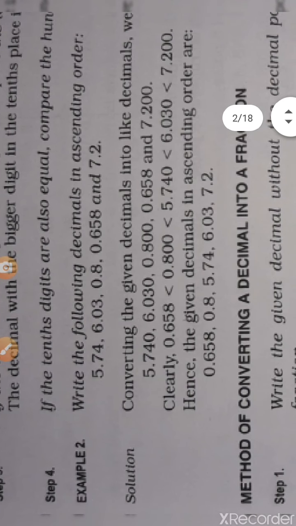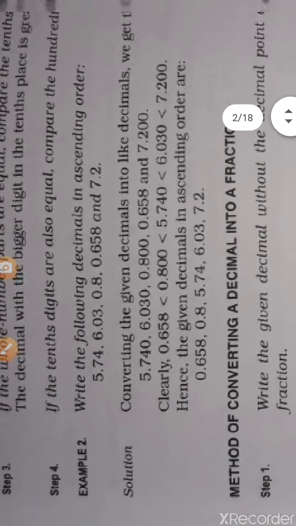Let's see this example. You have to arrange it in ascending order. You have already arranged numbers in ascending order in the previous chapters or previous classes also. But this time it is decimal numbers, or decimals, so you have to be a bit careful. To compare or to arrange in ascending or descending order, you have to see the integral or whole number part of any decimal number.